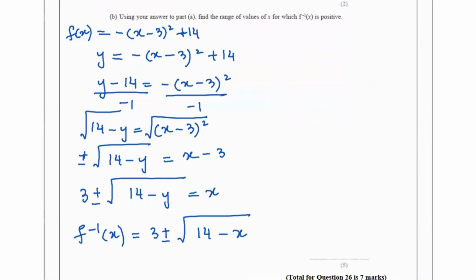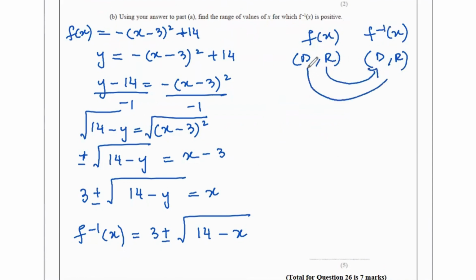Now, if you have your original function and your inverse function, remember, whatever the domain and range are for the original function, for the inverse, they reverse. So your range becomes your domain of the inverse function, and the domain becomes your range. So for f of x, they said that x is less than or equal to 3, which means for f inverse x, it has to be less than or equal to 3.